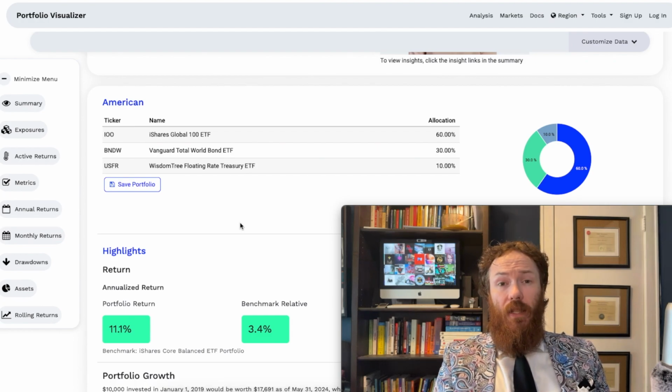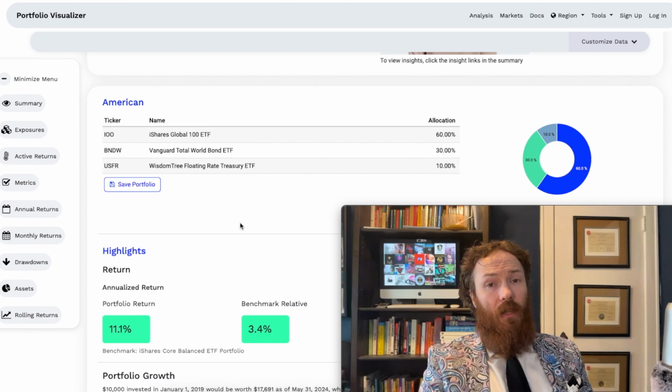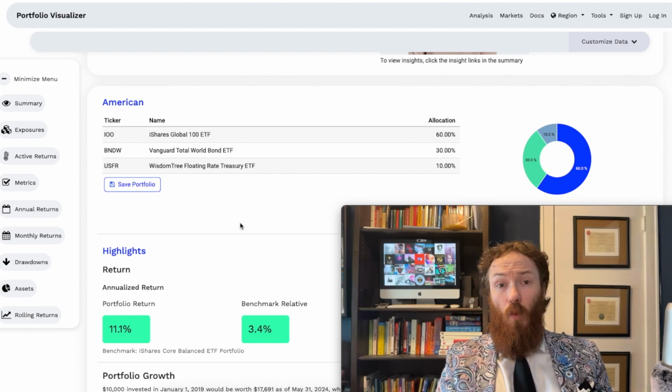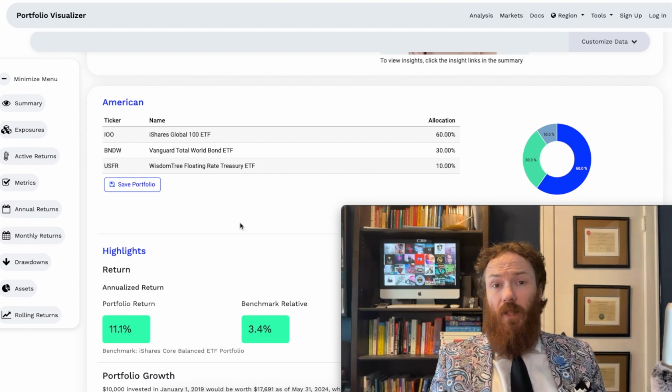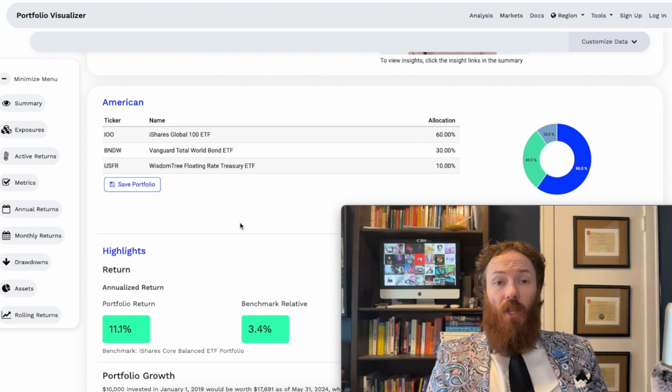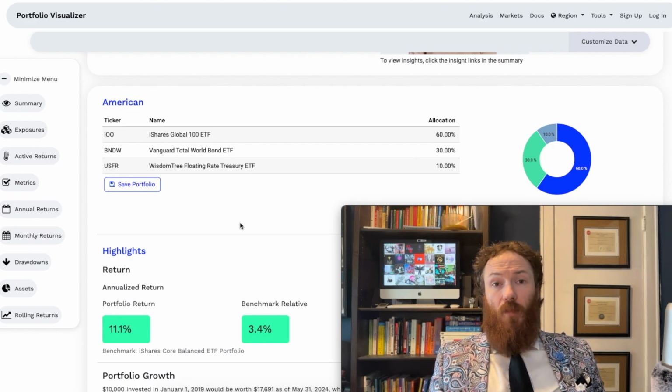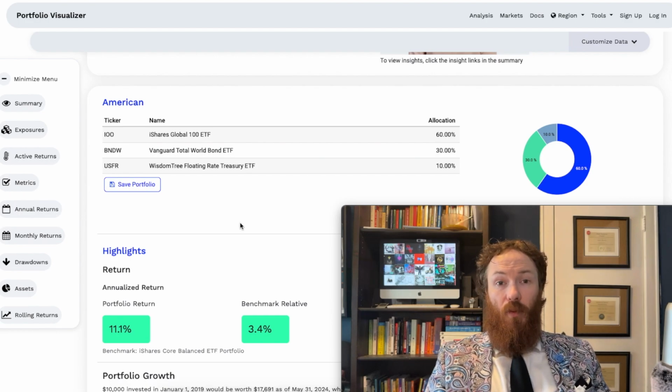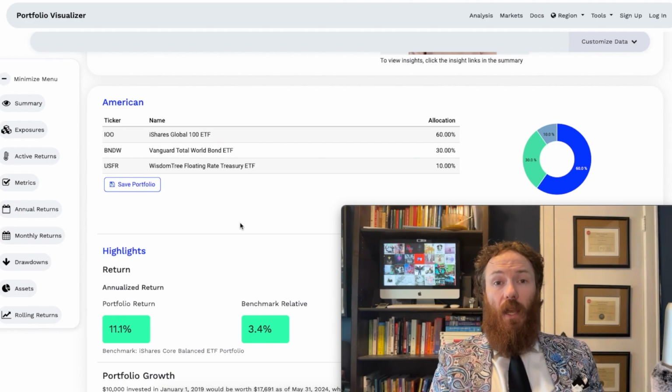We're going to use BNDW. This is Vanguard's World Index Bond ETF. Basically, why we want to use this is it's the simplest way to spread your money around the world with fixed income. We're going to use USFR for our cash in America. This is a floating rate treasury fund. Basically, it's the closest thing to cash that's going to perform a little bit better than BIL.